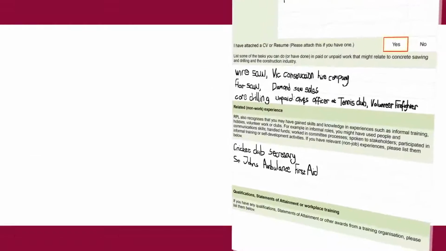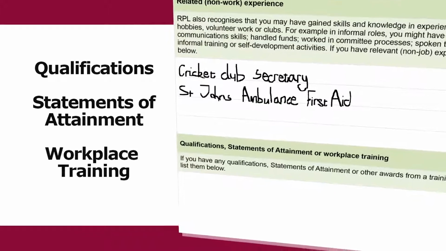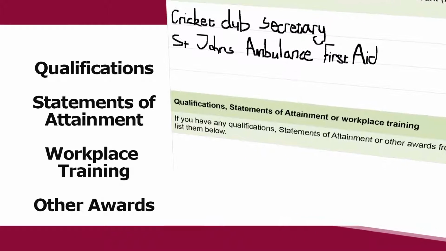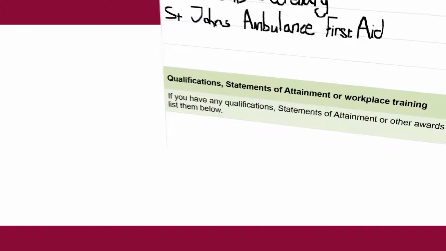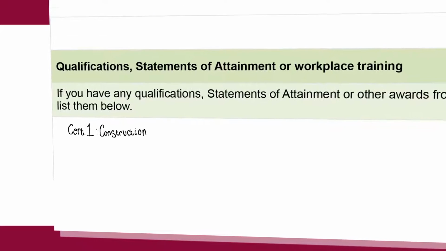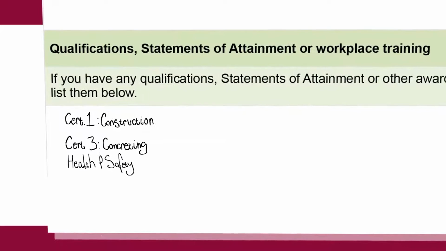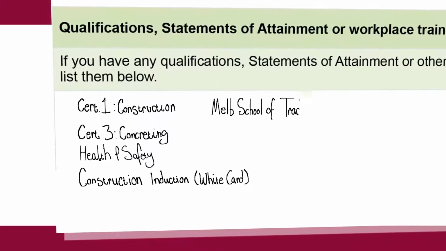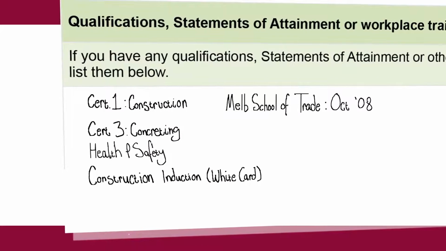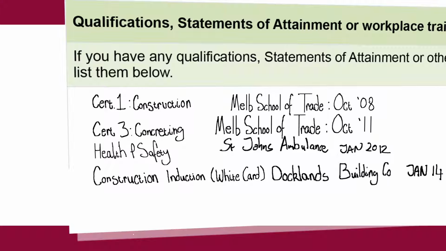On page 3, list any qualifications, statements of attainment, workplace training or other awards you have from an educational provider such as a TAFE, a registered training organisation, or a trade union. Examples might be a Certificate 1 in construction, Certificate 3 in concreting, a health and safety reps course, construction induction, white card, first aid or high-risk course. On the form, name the qualification or course, where it was completed and the year it was awarded. Attach a certified copy of each of these to this application form.